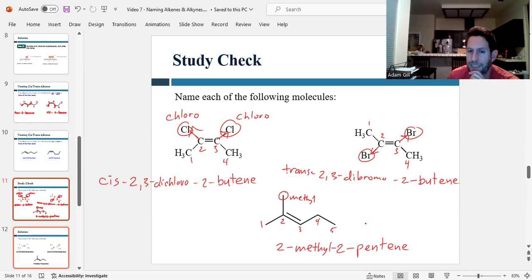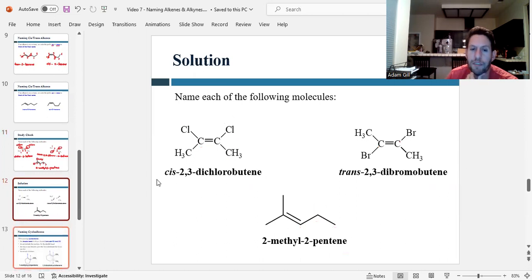But this one is neither cis nor trans, because at the end of this double bond here, those are both CH3s. So those are the same. So it's neither cis nor trans. So there we have it. Cis 2,3-dichlorobutene, trans 2,3-dibromobutene, or 2-methyl-2-pentene.